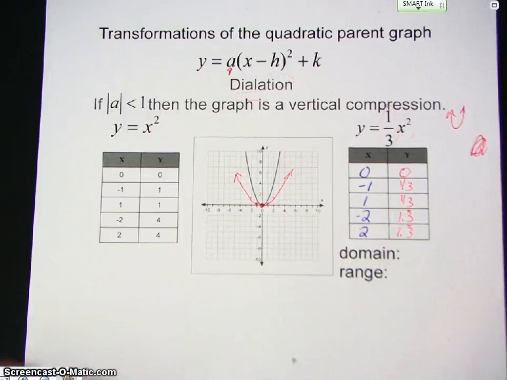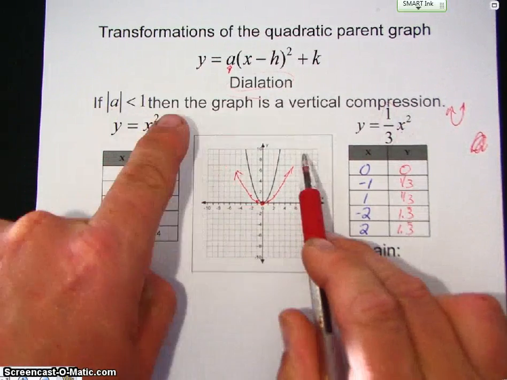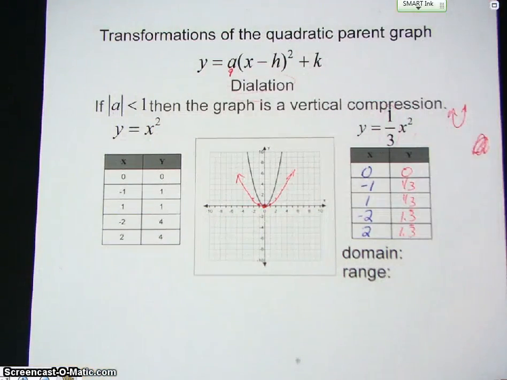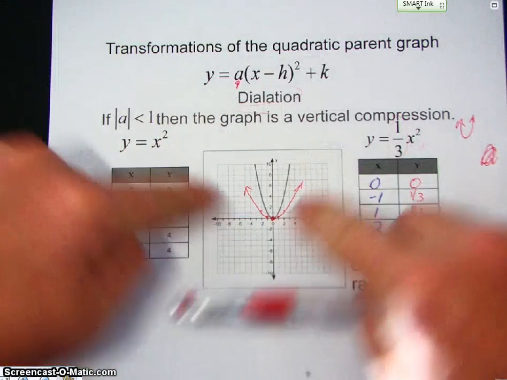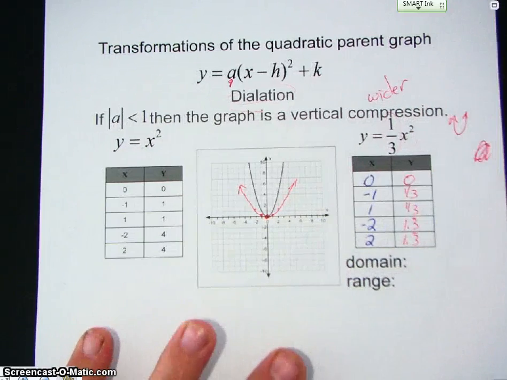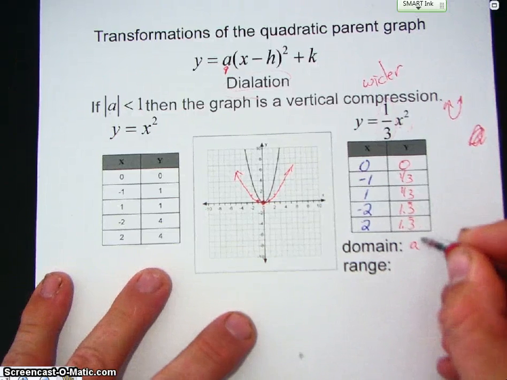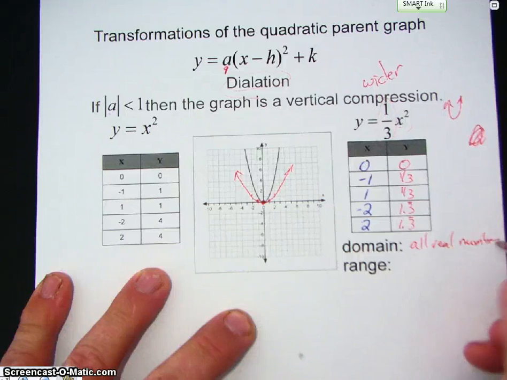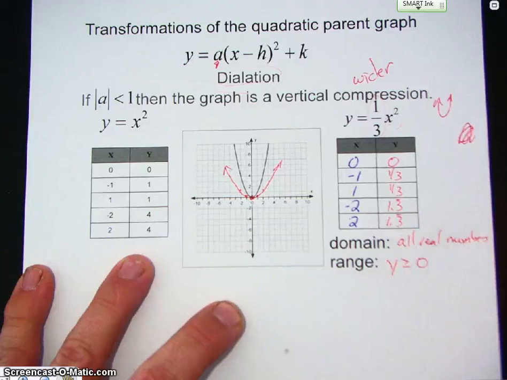All right. If you notice, since A is less than 1, look how it got wider. We call it vertical compression. In other words, we're pressing down on it, and as we press down on it, it gets flatter. So I like to say wider. And then the domain is still the same, all real numbers. And the range is still the same: y is still greater than or equal to 0.